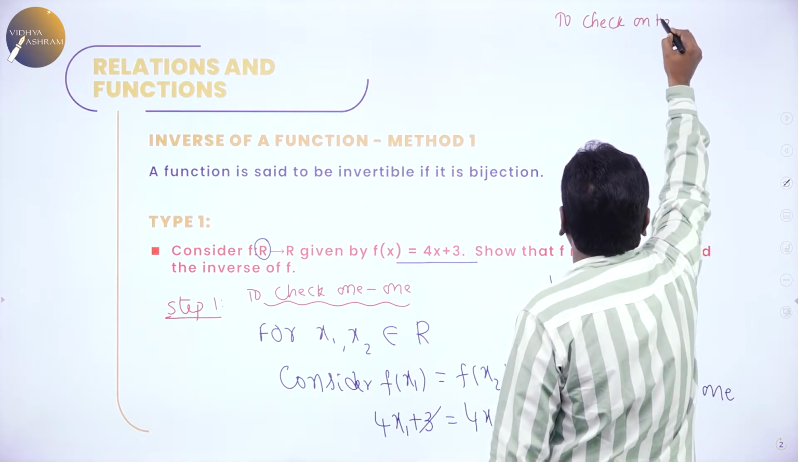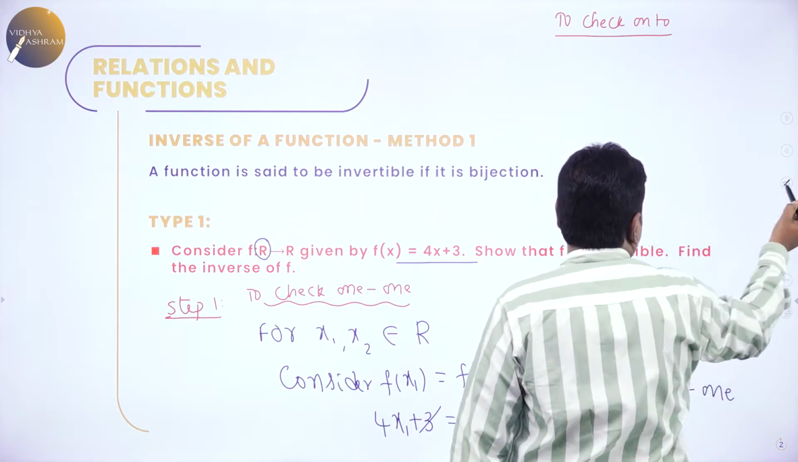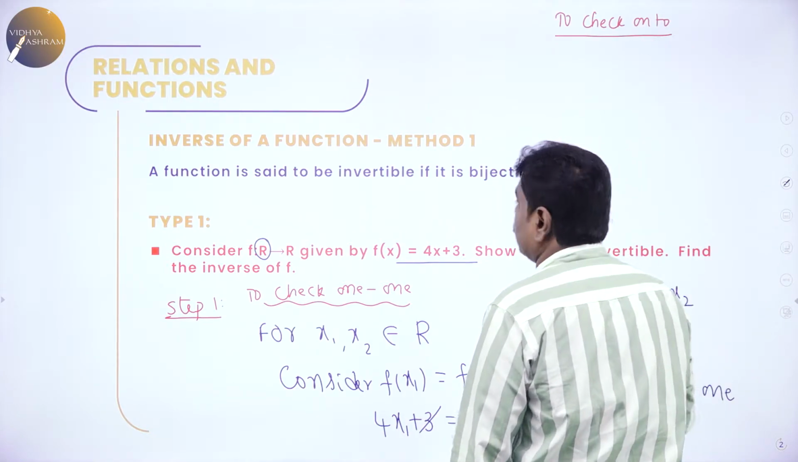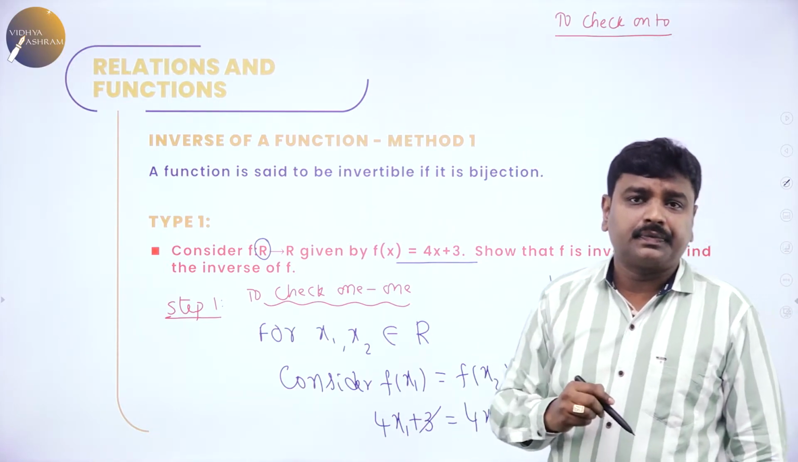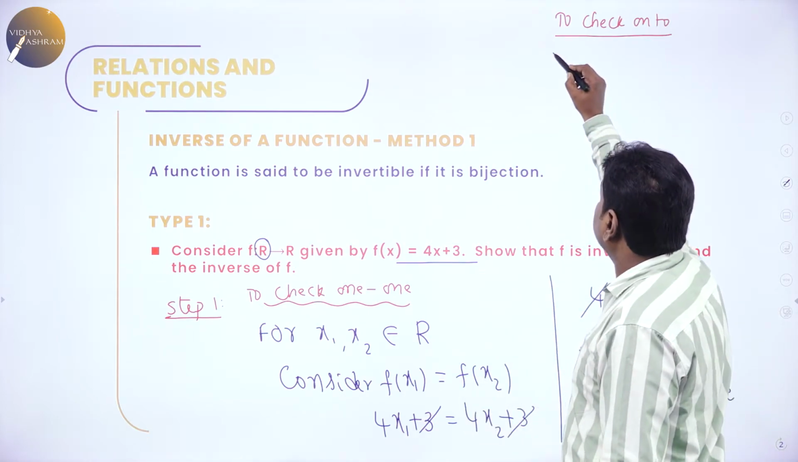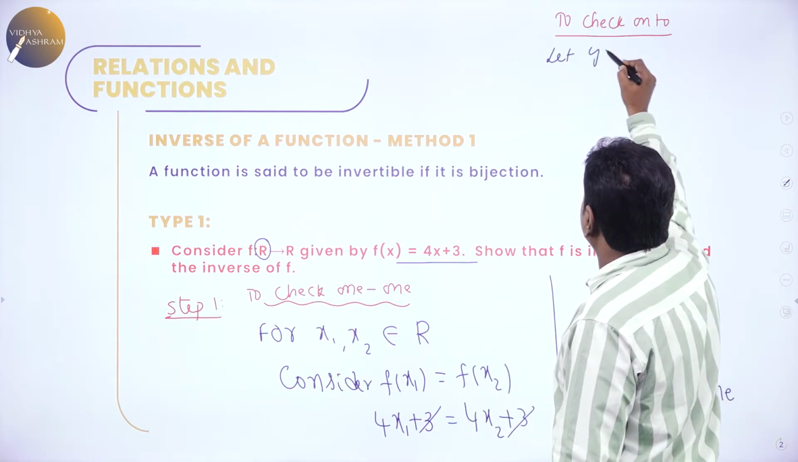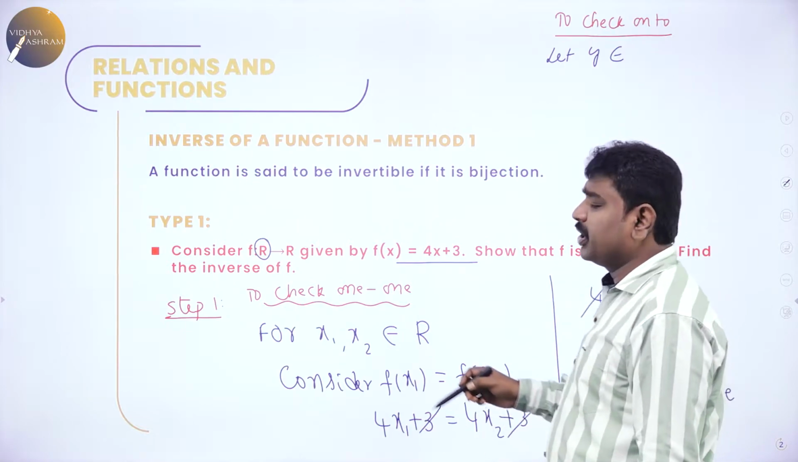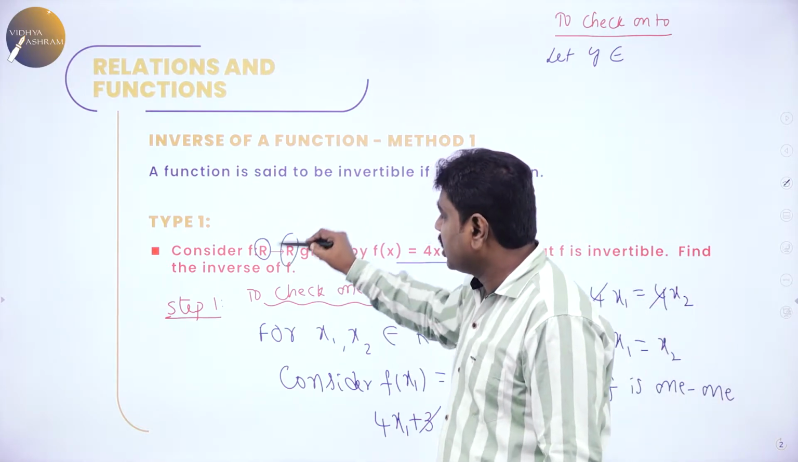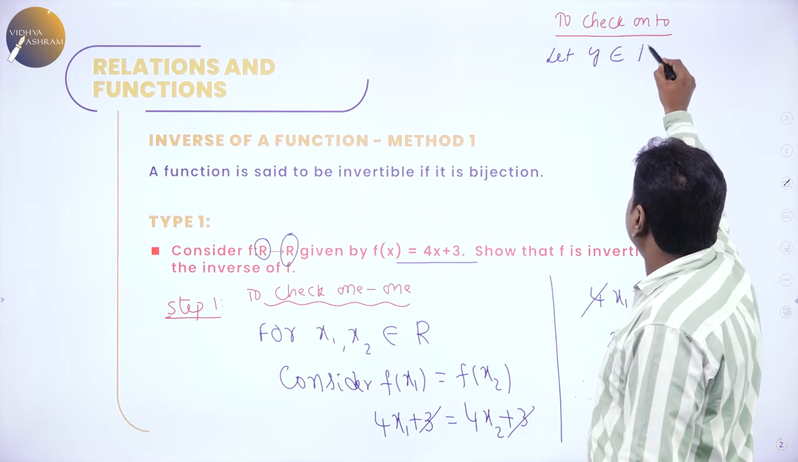To check onto. Now how to check onto? First, take an element. Let us assume an element y belongs to codomain. Codomain means second set. What is the codomain? R.